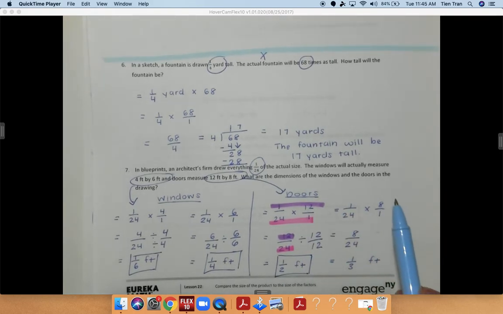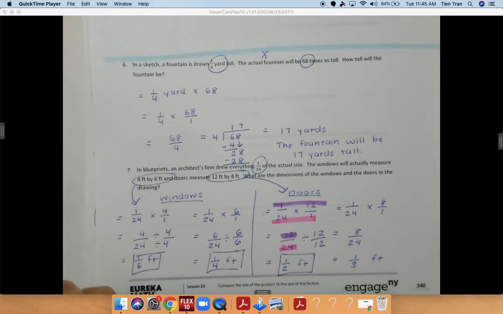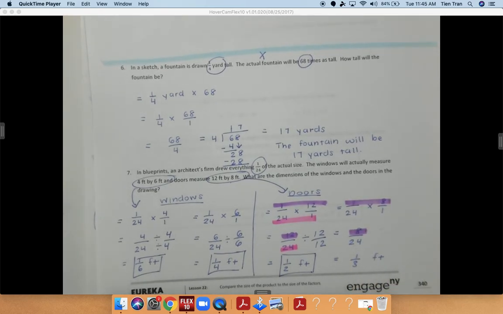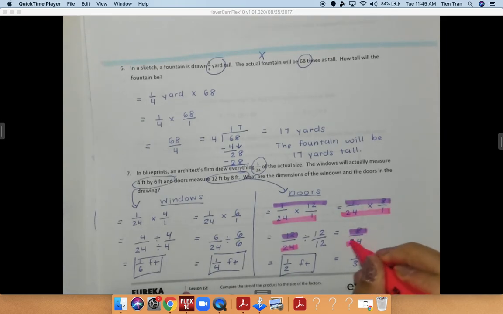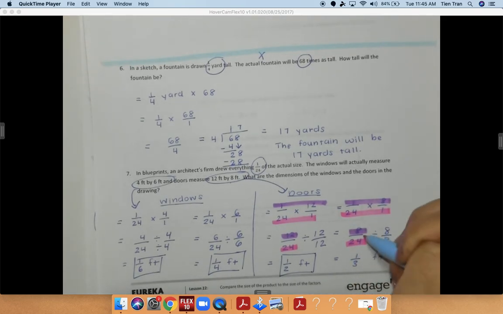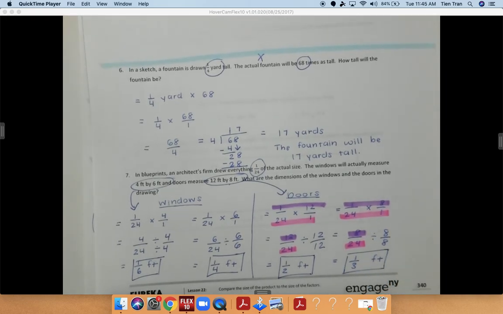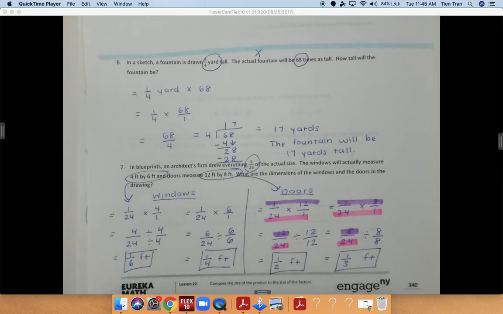On the other side, you're multiplying 1/24 times 8, because right here you get your number 8. 1 times 8 is equal to 8, and 24 times 1 is equal to 24. We're going to divide the top and bottom number by 8. 8 divided by 8 is 1, and 24 divided by 8 is equal to 3. So your final answer is 1/3.